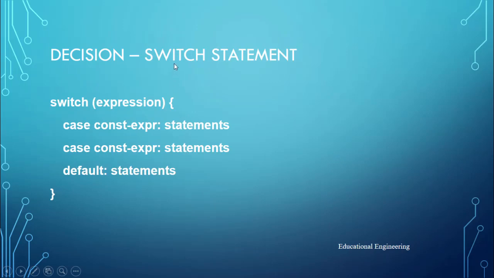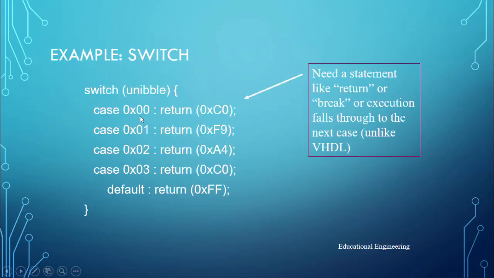Another type of decision making in C language is the switch statement. Switch expression, then there is our case. We have a constant here, then our statement, then another case, constant, then statement, then the default statement. Now to understand this, we need to see an example.